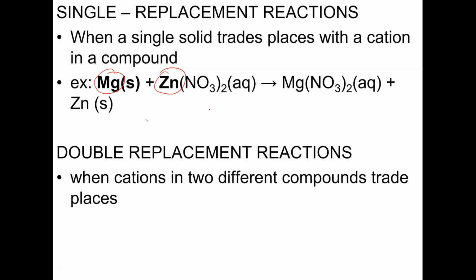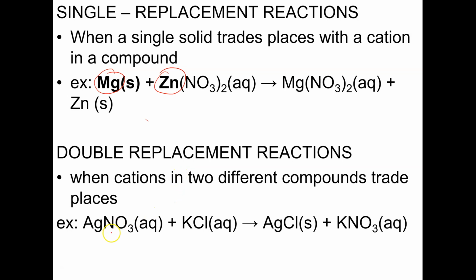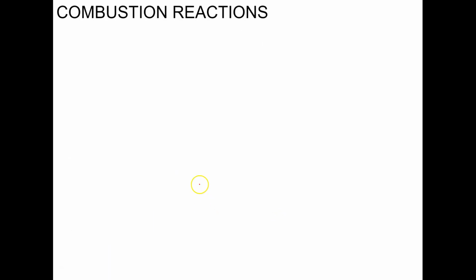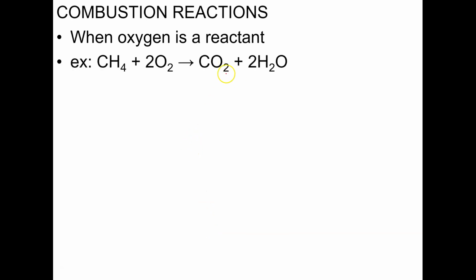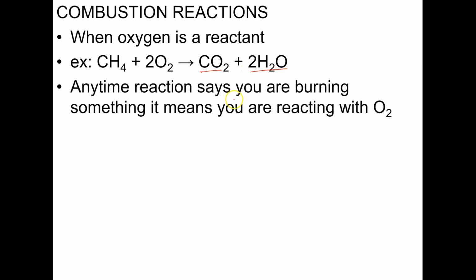Double replacement, you have two compounds, and what they're basically going to do is the cations are going to trade places. So single replacement, cations are trading places. Double replacement, cations are trading places. So there's some similarity there. So you can see silver and potassium traded places. Combustion, you're burning. So anytime you see an O2 on the reactant side, it is combustion. You also typically get CO2 and H2O as products.